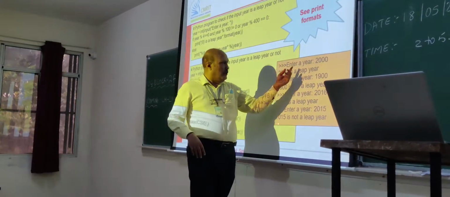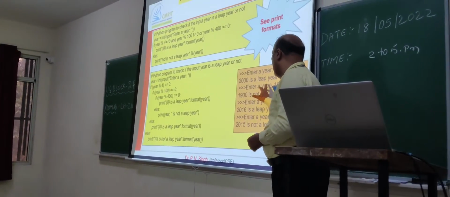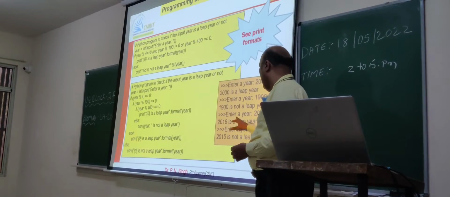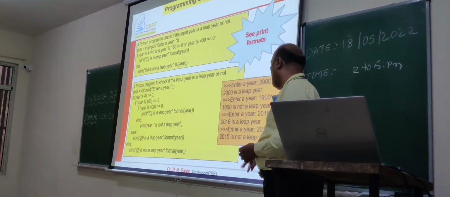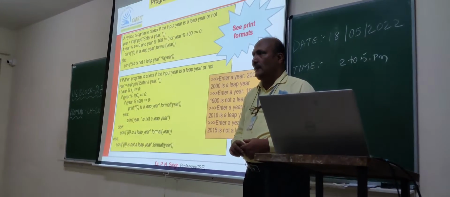And here the output is already given. So for 2000, yes, it is a leap year, and if you enter 1900, no, it is not a leap year because it is not divisible by 400. The year 2016 is a leap year, 2015 is not a leap year. Understood? Should we move to the next slide?